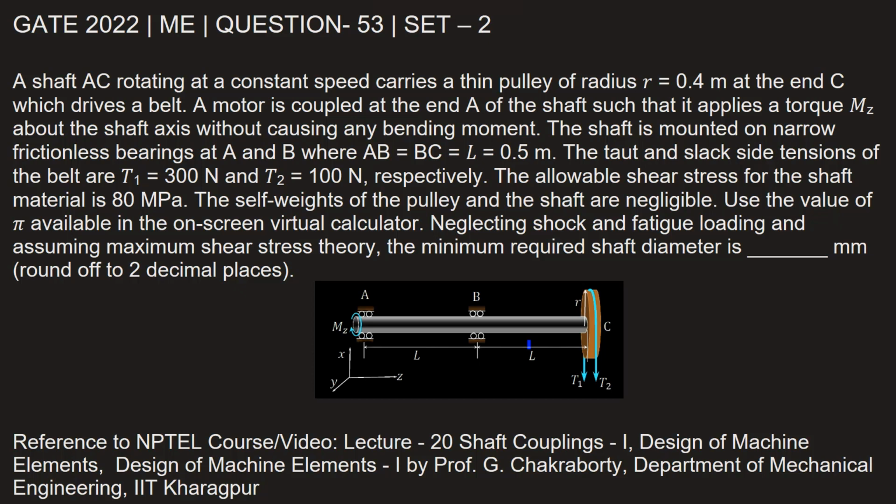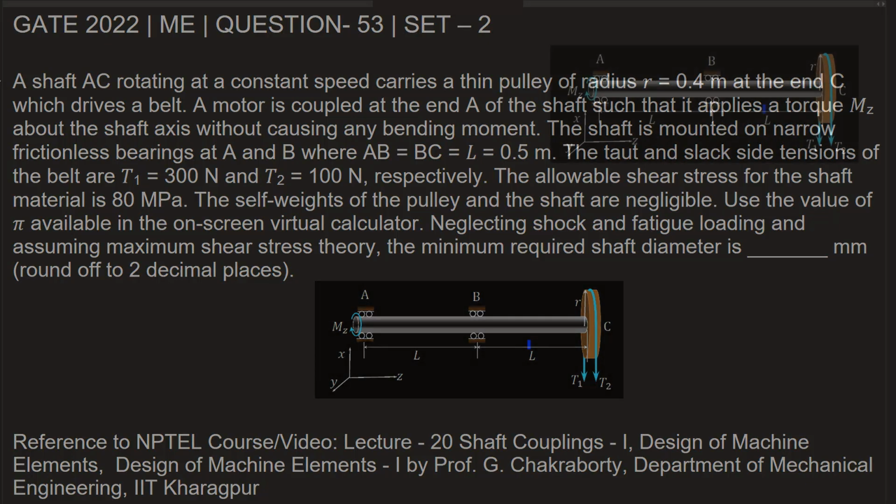The shaft is mounted on narrow frictionless bearings at A and B, where AB is equal to BC is equal to L is equal to 0.5 meter. The taut and slack side tensions of the belt are T1 equal to 300 Newton and T2 equal to 100 Newton respectively. The allowable shear stress for the shaft material is 80 megapascal. The self-weights of the pulley and the shaft are negligible. Use the value of pi available in the on-screen virtual calculator. Neglecting shock and fatigue loading and assuming maximum shear stress theory, the minimum required shaft diameter is dash millimeter.